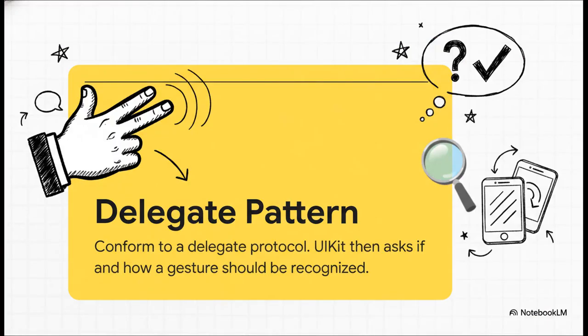And here is the absolute game-changing difference. With the delegate pattern, your code becomes like a trusted advisor. Before a gesture even gets recognized, UIKit actually comes to your delegate and asks for permission. It's literally asking, hey, should I even let this gesture begin? Or, hey, can this pan gesture and this scroll gesture work at the same time? You get to be the one to make the final call.